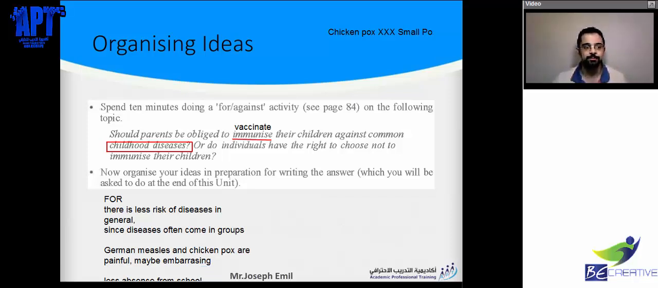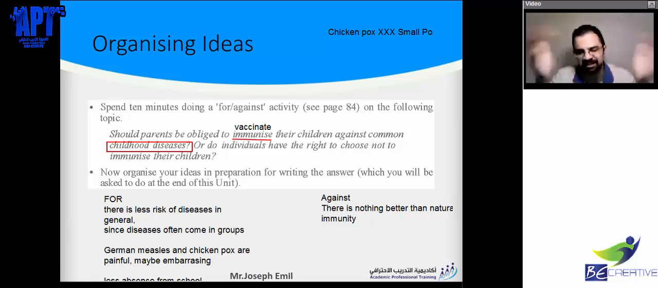What about the against points? Okay, against. Right? You can say that there is nothing better than natural immunity. Okay, I'm not a doctor, so I'm just making things up as I go.